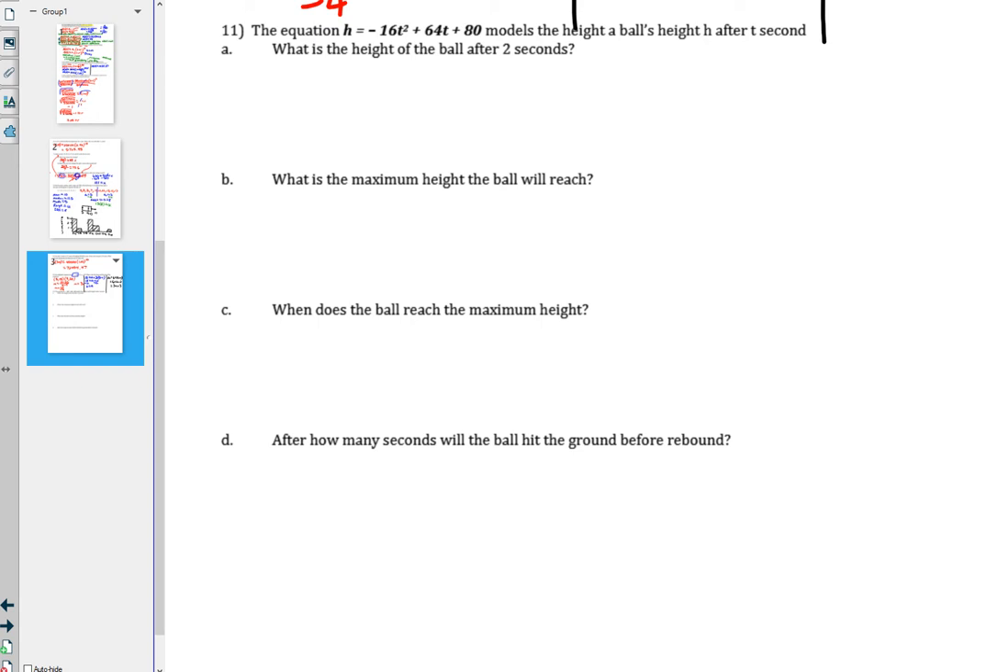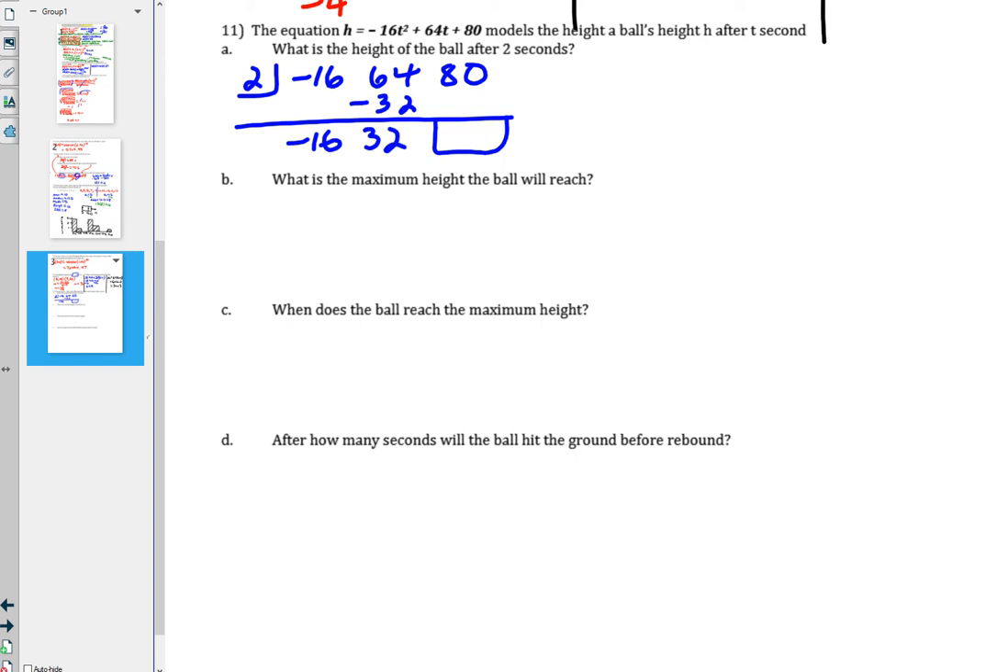You can plug it in the long way, or look, here we go. If you remember this from way back in the day, I taught you synthetic substitution. How many of you remember this? How many of you liked it? Quicker, I think, but it's up to you. You can put the 2 in the long way. Whatever I'm looking for is going to end up here. Drop the negative 16, negative 32, 32, 64, 144.